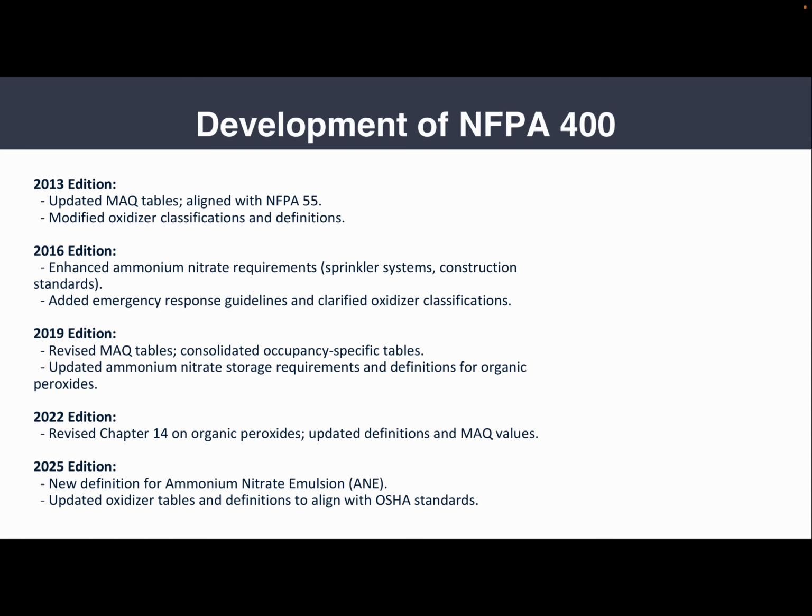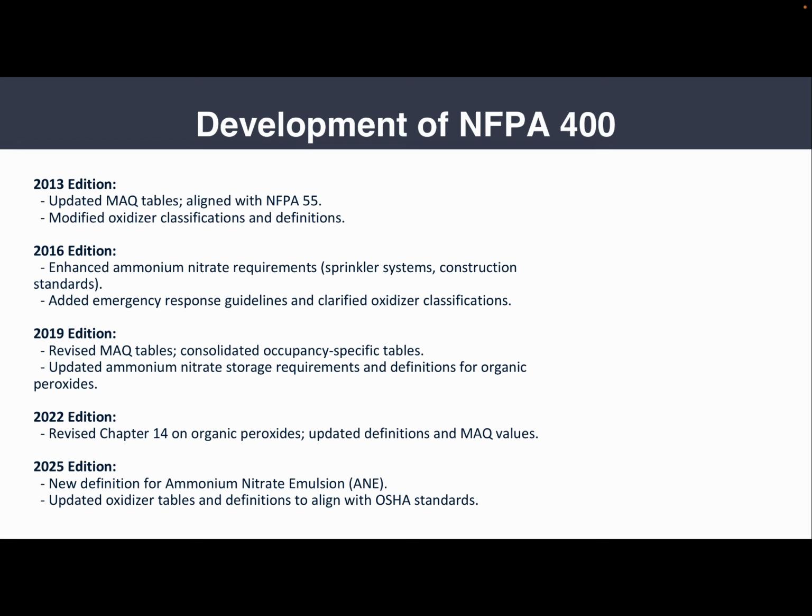The development of NFPA 400. Like all NFPA codes, NFPA 400 evolves over time. Each edition builds on experience, research, and real-world incidents to improve safety. For example, in 2013, NFPA 400 updated its MAQ tables and aligned them with NFPA 55 to make sure both codes were consistent. In the 2016 edition, it improved requirements for ammonium nitrate storage.